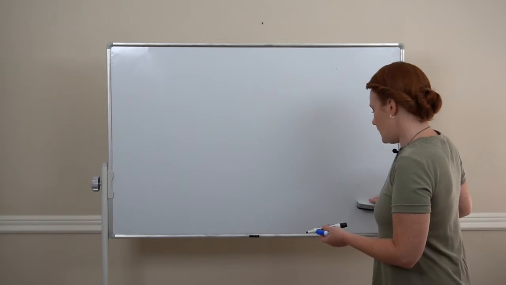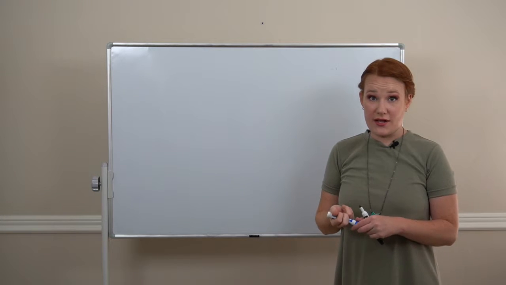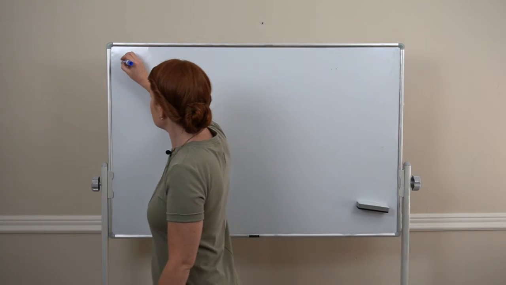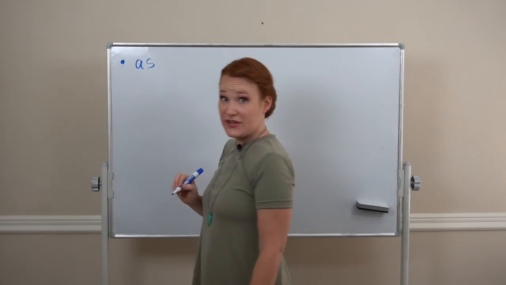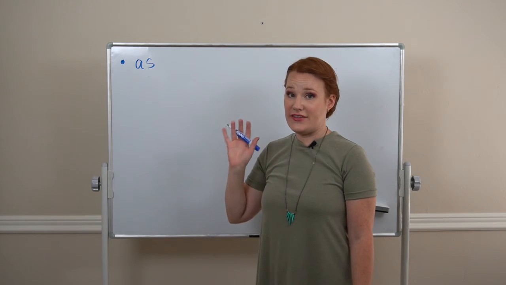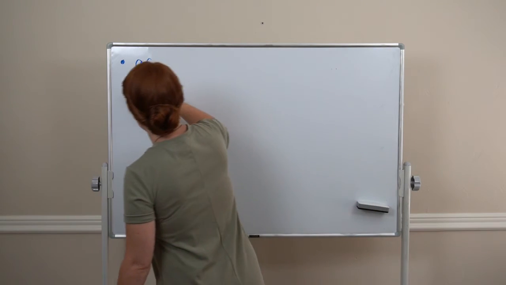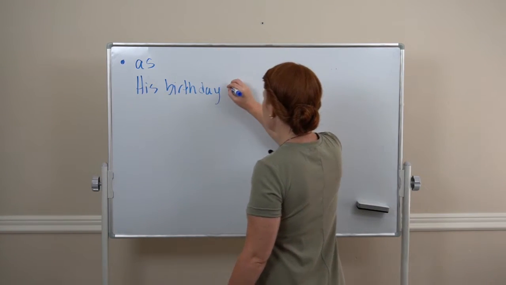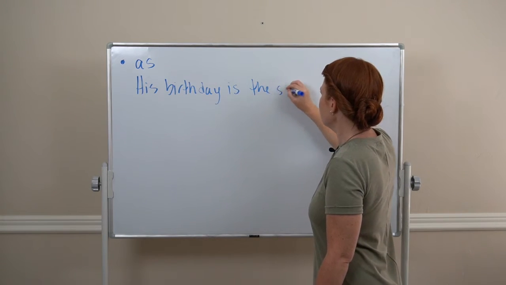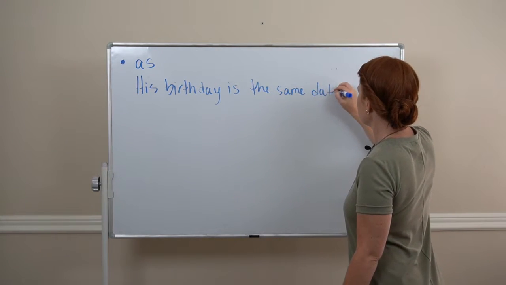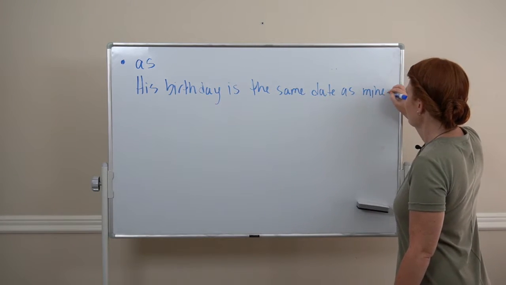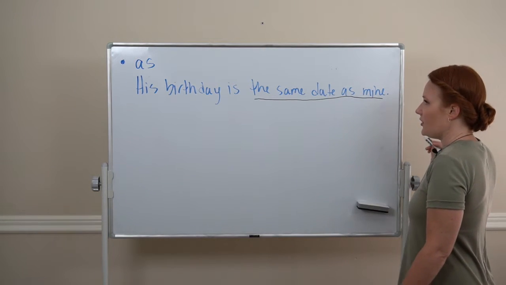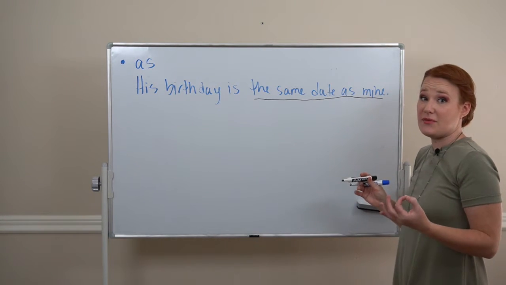We can use the word as to show a comparison between nouns, adjectives, or adverbs. When we use as, it means that two things are the same. I could say his birthday is the same date as mine. So comparing his birthday to my birthday, they happen on the same date.